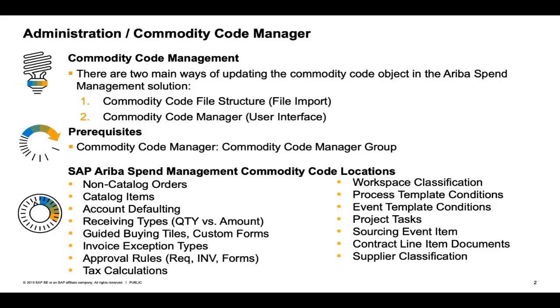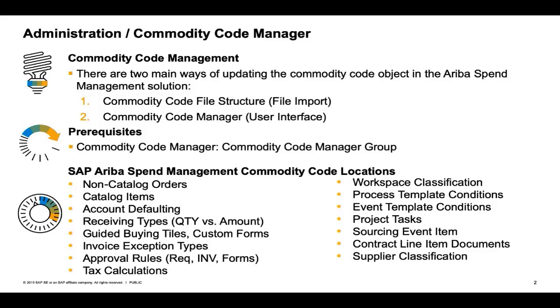Those are all different objects that can be utilized by the commodity code. So it's very important to make sure that your commodity code program is aligned across all the modules. Now, looking at the top of the screen, there are two methods that are used to update commodity codes. The first and the most common is the file import. And the second, which we are going to be discussing today, is the Commodity Code Manager.